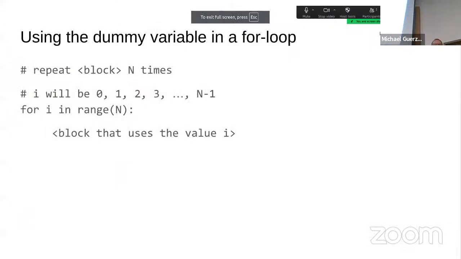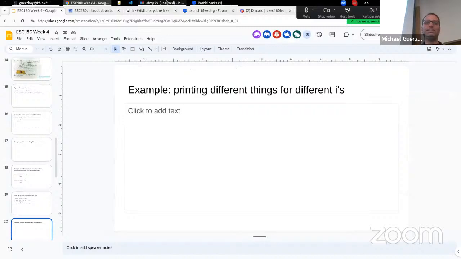So to your question from before, you can use the value of I. In fact, if you repeat the block n times, what's going to happen is the first time I is 0, and then I is 1, and then I is 2, and then I is 3, and so on, up until n minus 1. So let's do an example.